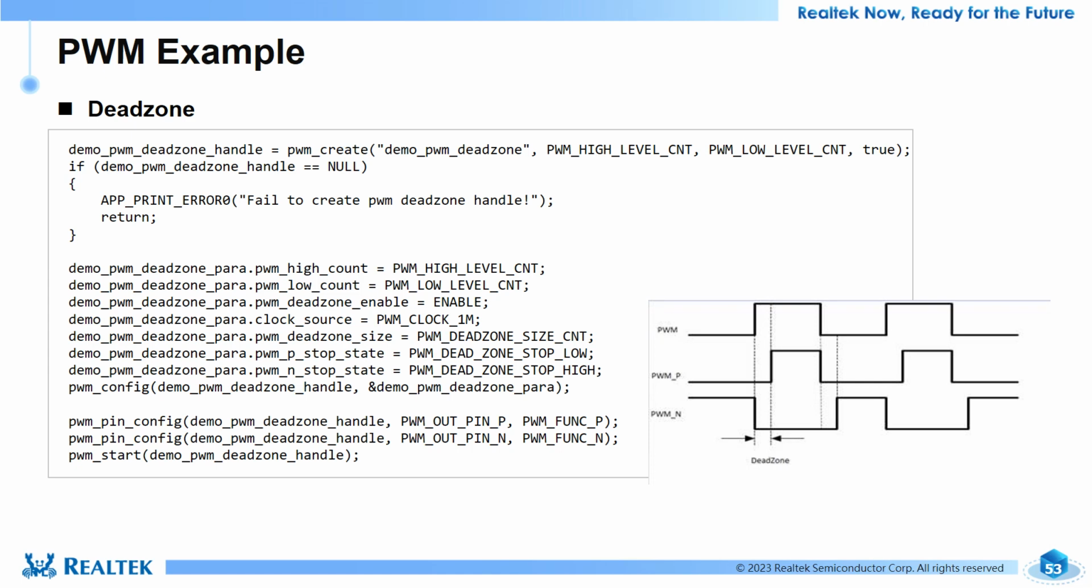Below is an example of dead zone usage. First, call PWM create to create a PWM based on the specified parameters. And call PWM config to configure dead zone parameters. Then call PWM pin config to configure PWM output pin. Last, call PWM start to start the PWM.